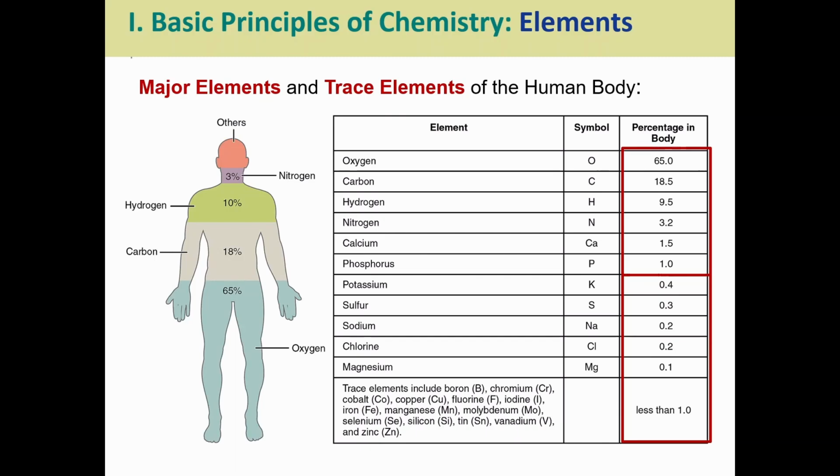Boron, chromium, cobalt, copper, fluorine, iodine, iron, manganese, molybdenum, selenium, silicon, tin, vanadium, zinc. All of these are super, super small, and so those are trace elements.